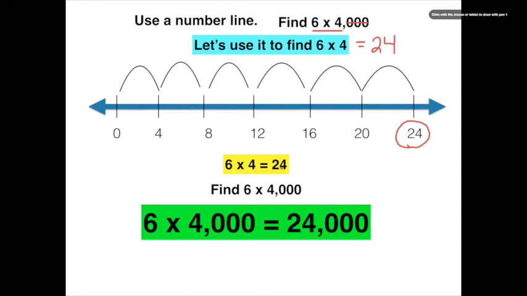6 times 4 is 24. How many zeros you got? You got 3. Bring those zeros right over there. You are done. Okay? Alright, takes care of that one. Life is good.